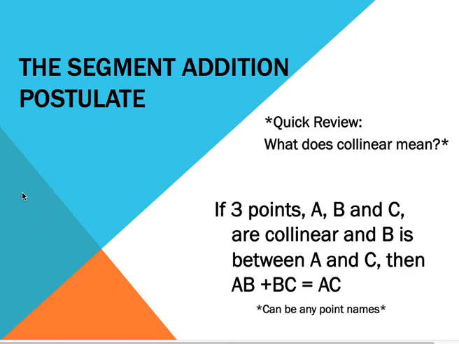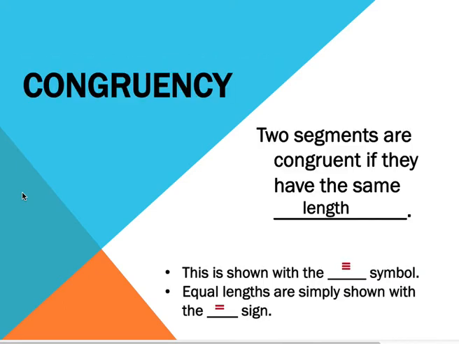Segment addition postulate. What you want to write is, if 3 points A, B, and C are collinear and B is between A and C, then AB plus BC equals AC. And we're going to go over a numerical example of this, so if it doesn't make total sense right now, that's okay. We will be going over a couple of numerical examples. Congruency. Basically, if 2 segments have the same length, they are considered congruent.